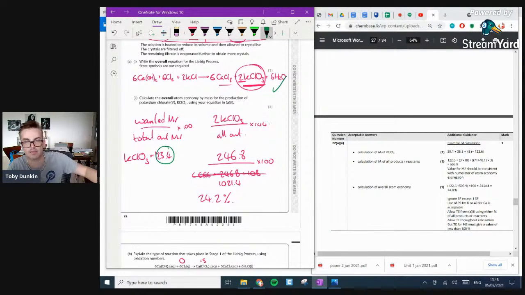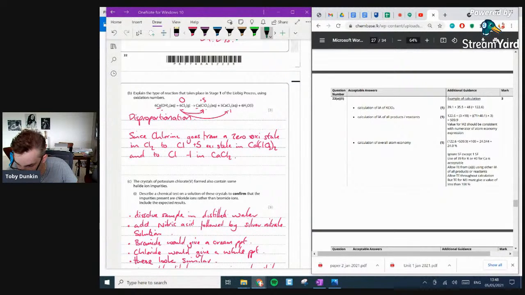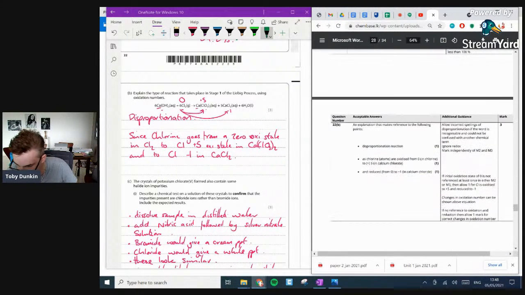Always check your ARs on the periodic table. Potassium 39. I put 39.9 as 39.1. That throws me out by 0.2%. So if I lose that mark there, I get the error carried forward though. Nightmare. Just use the periodic table, guys. Don't do what I do.